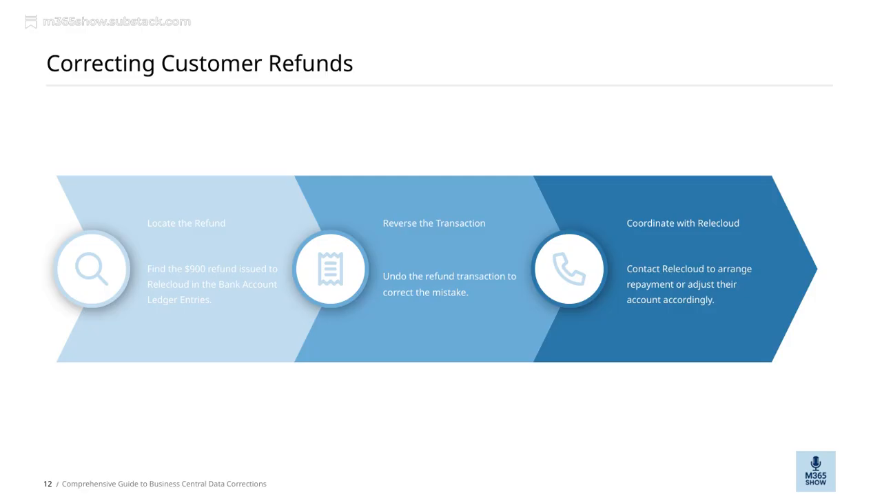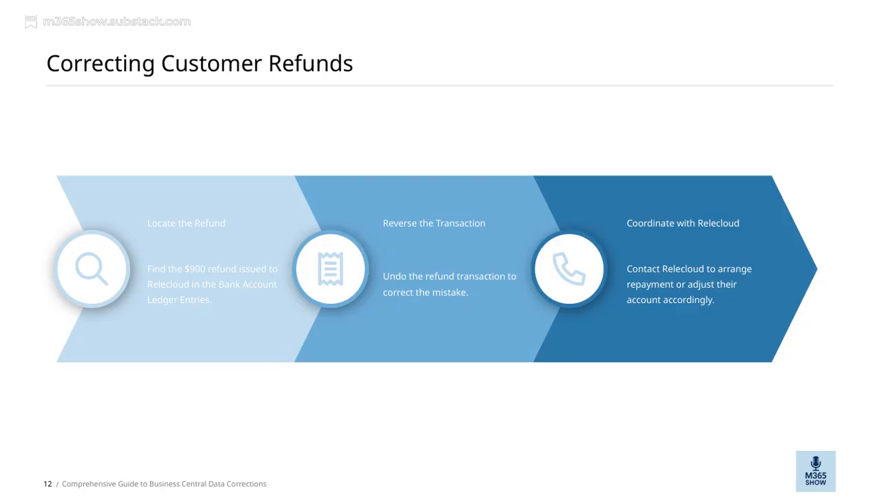The first step is to contact ReCloud to arrange for the repayment or to adjust their account accordingly. It's important to coordinate with them directly so we can handle the corrections smoothly. Next, if we need to fix the mistake, we should undo the refund transaction. This means reviewing the original refund to ensure our records are accurate.